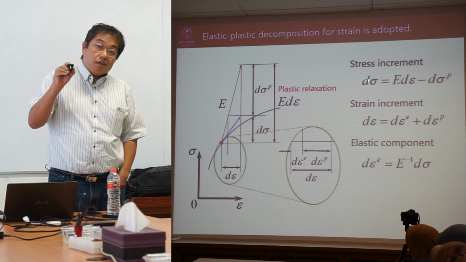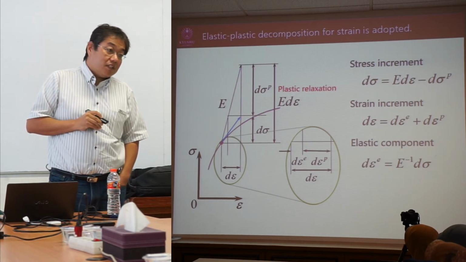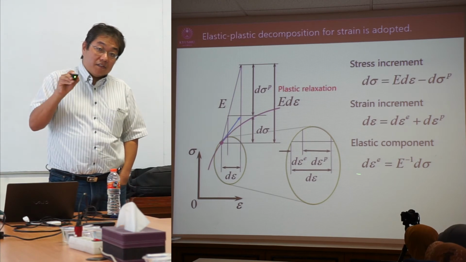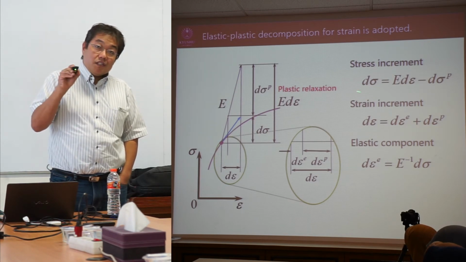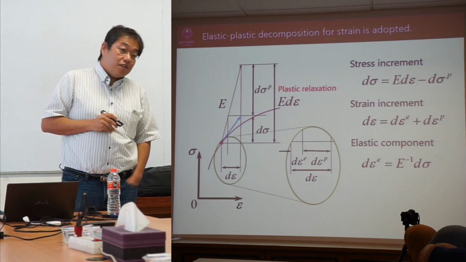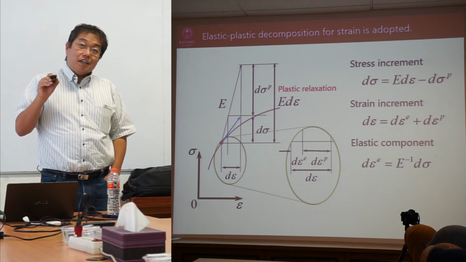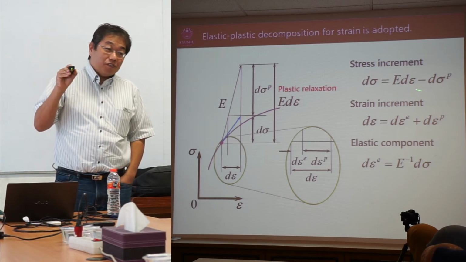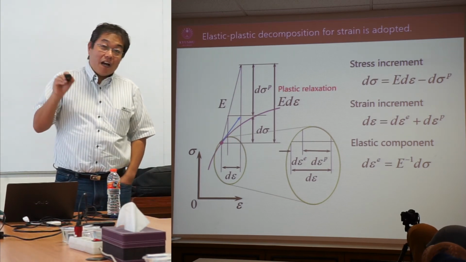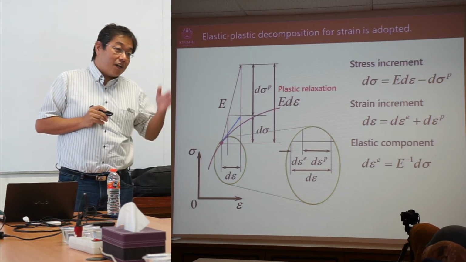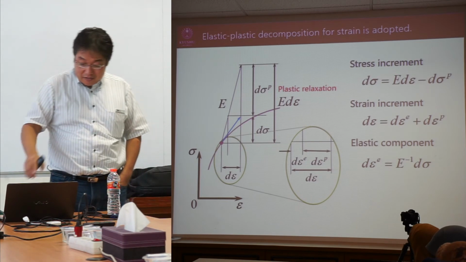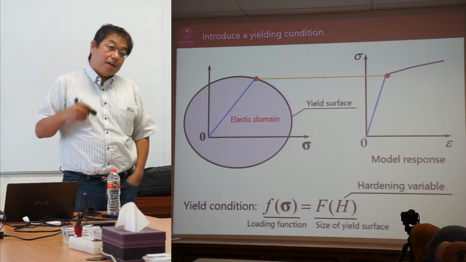So d sigma equals E multiplied by d epsilon e. So this is the stress increment. But in this stage, we don't know this part. We have to define this value from the computation. So we go to the next.